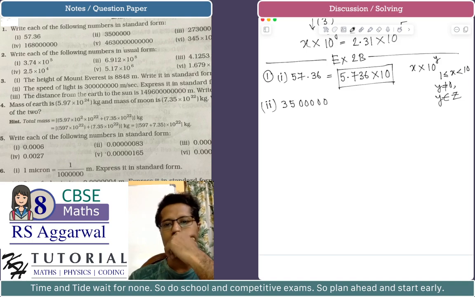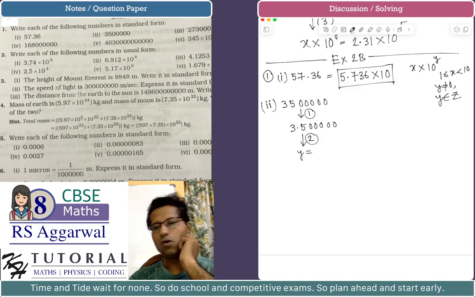So what are the steps? After the first step, you put the decimal point after the leftmost digit. So this is 3.5 and 5 zeros. Then I have to find y. Y will be the number of digits to the right of the decimal point. And how many digits do we have? 5 and 5 zeros, that is 6.